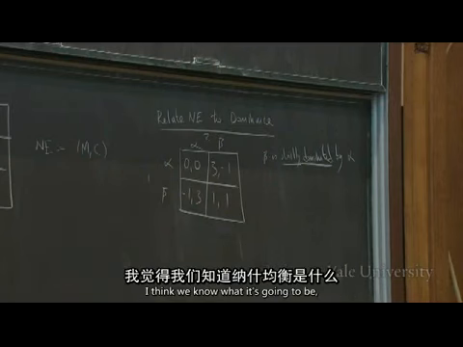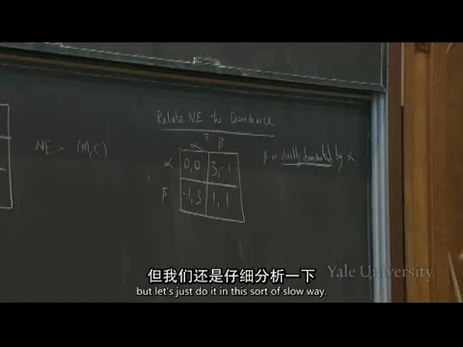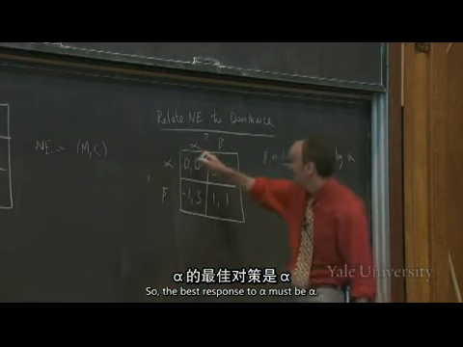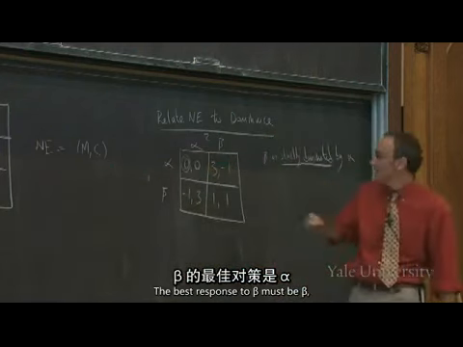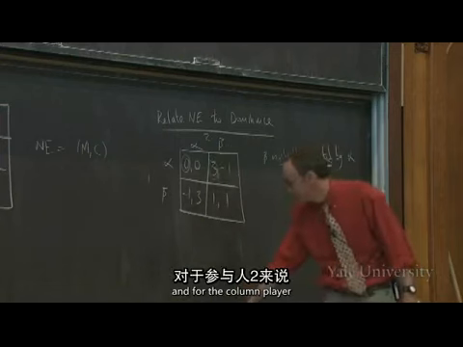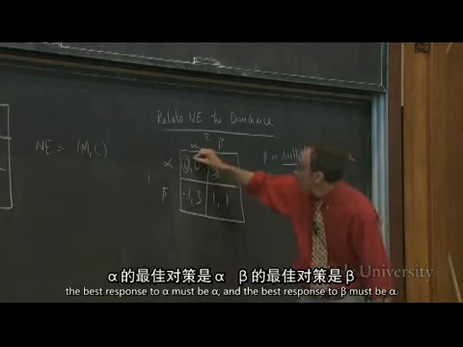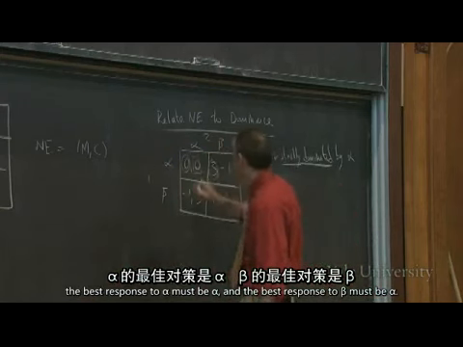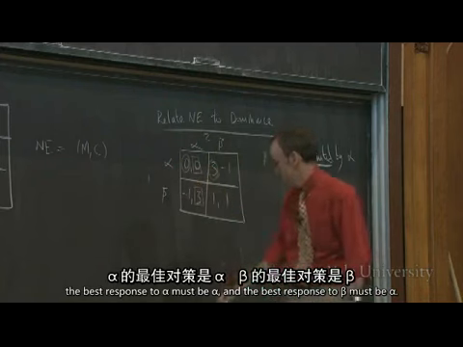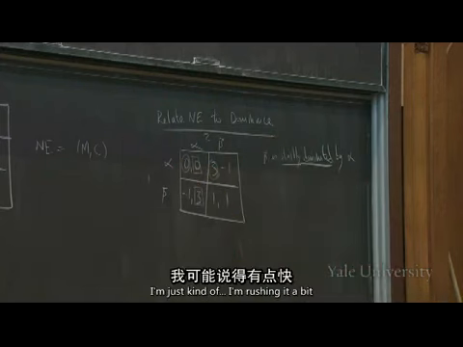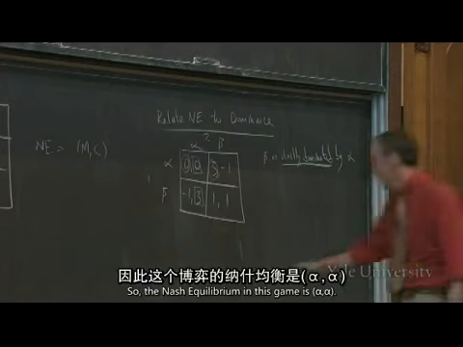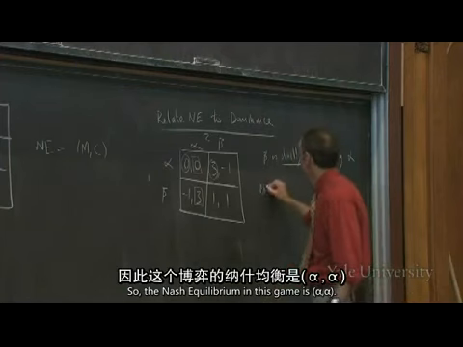I think we know what it's going to be, but let's just do it in a sort of slow way. So the best response to alpha must be alpha. The best response to beta must be alpha. And for the column player, the best response to alpha must be alpha, and the best response to beta must be alpha. Everyone okay with that? I'm rushing it a bit because it's kind of obvious. And so the Nash equilibrium in this game is alpha alpha.